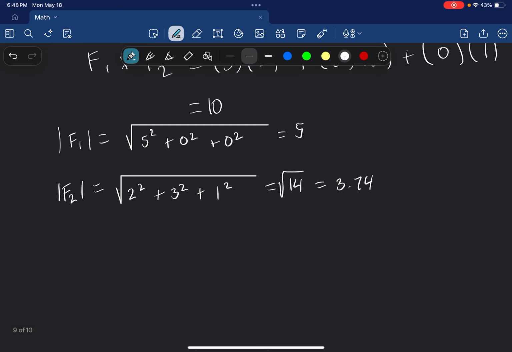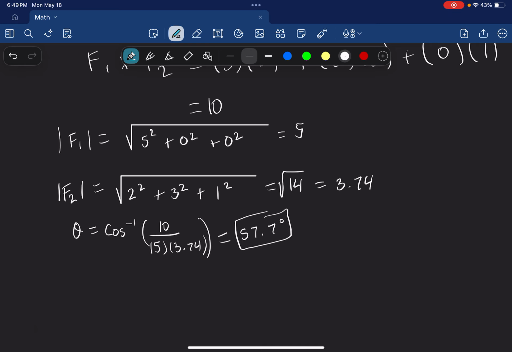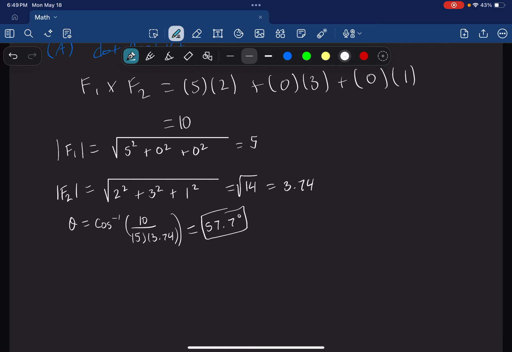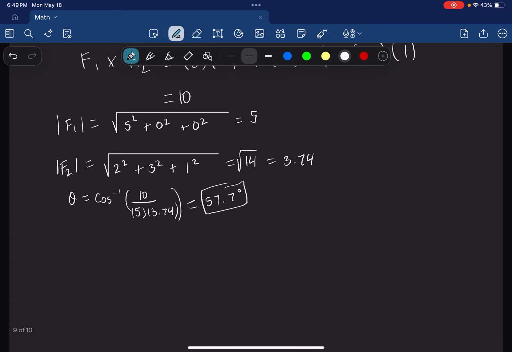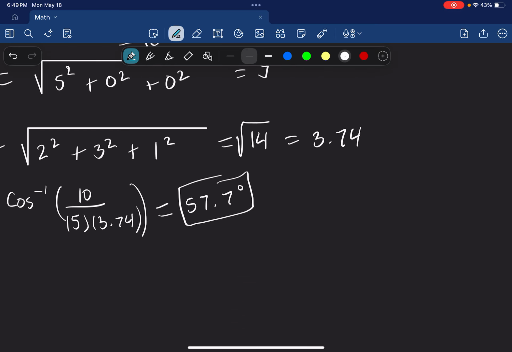And here we could end up using all of this and find the angle. So we have theta equals cosine to the power of -1 of 10 divided by 5 times 3.74. And this would all equal 57.7 degrees. And this shows us how it rotated and the angle that it's headed towards. So using this, we could go to part B and find the rotation and see what is causing it to go to this angle.